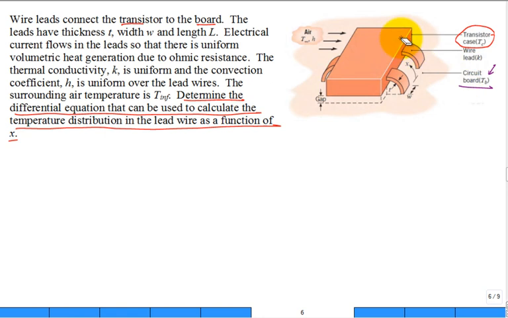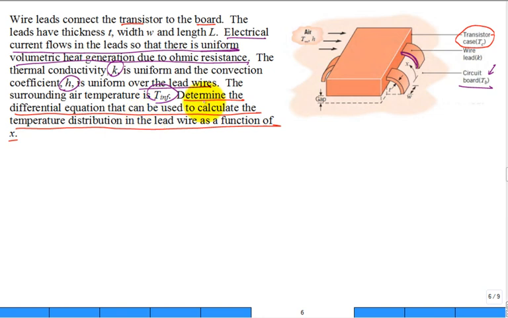All right. And they say that these lead wires bend up and connect them, and they pass electric current through the lead wires such that it generates some uniform volumetric heat generation due to ohmic resistance. That makes sense. A little bit of ohmic resistance, that'll be heat generation in our energy balance equation. Given a conductivity, uniform convection coefficient over the lead wires, surrounding air temperature, find that differential equation.